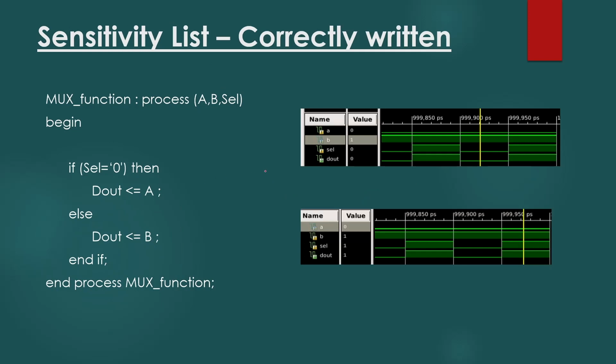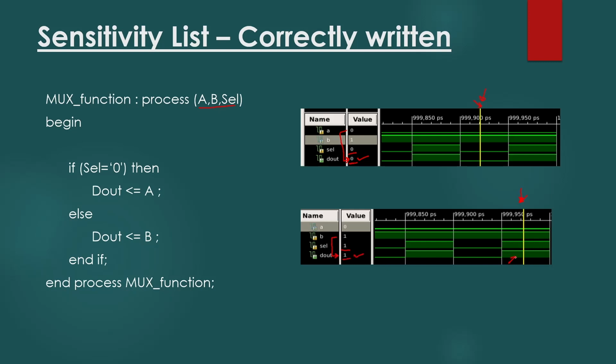In this slide, let's review our design and behavior simulation when we have all the signals listed inside the sensitivity list. Give a quick check to the simulation results on the right side. We will look over the yellow markers and their values. So in the first image, select input is 0, meaning the output should be the same as input A, and input A is 0 here. So the output D out is 0. This is good. Now look into the second image. Here select input is 1, meaning D out should be the same as input B, which is 1. Hence we get 1 at the output.